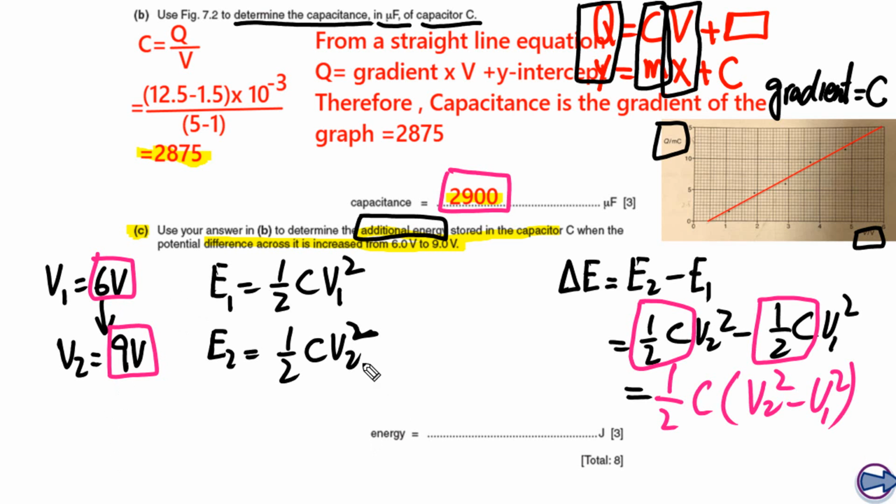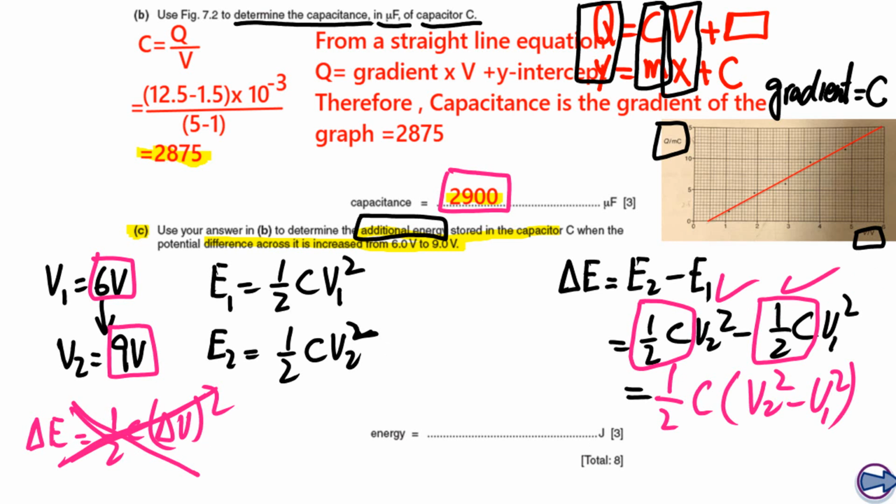This is the main process, and if we follow this we will get our correct answer. But most of the time, smart students do it like this, which is not the correct way. They will say 1/2 C and delta V square, but with delta V you will get the wrong answer. So please don't be too smart, don't do like this. You have to follow this. Let's do our calculations and finish this question.